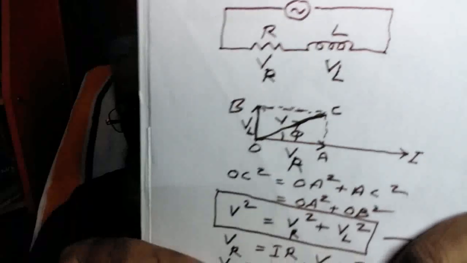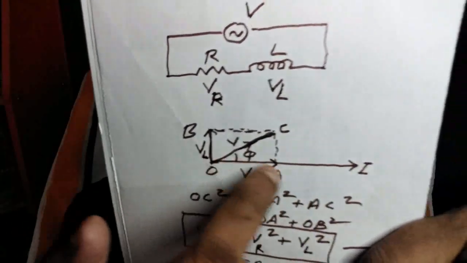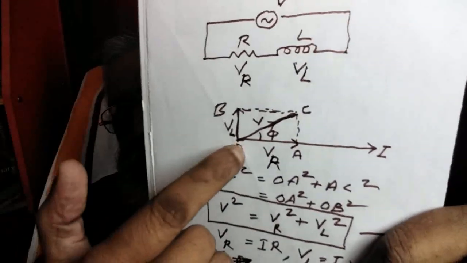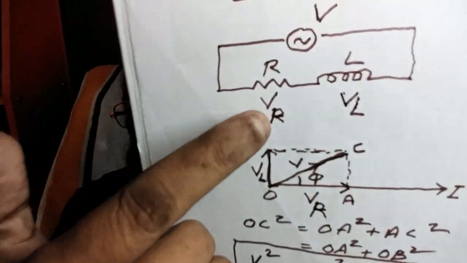Now, we use the vector method. Vector method is the easiest method. It requires little space and time to solve circuit problems of AC. We choose a horizontal line as the baseline and we take it as the line representing the current vector. That is the baseline.